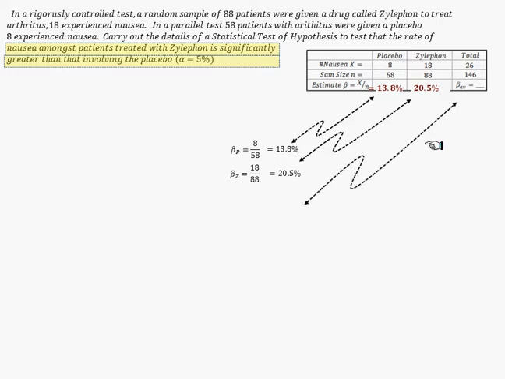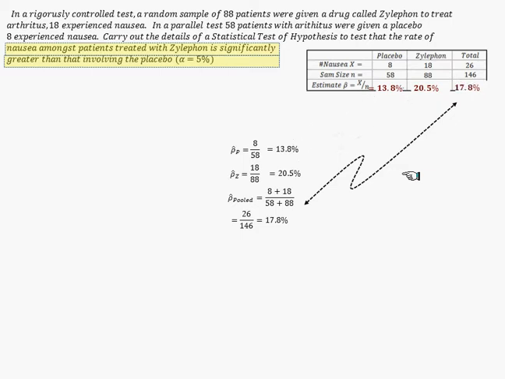Now for reasons which you don't know yet, we add these totals together. 26 out of 146 together experienced nausea. That turns out to be 17.8%. We're going to use that throughout the initial part of this test that you'll see coming on the screen here.